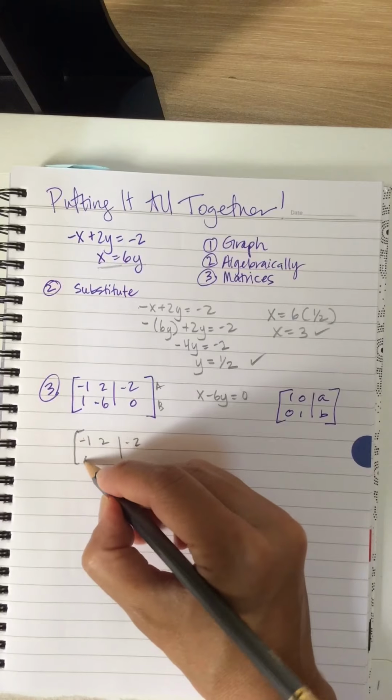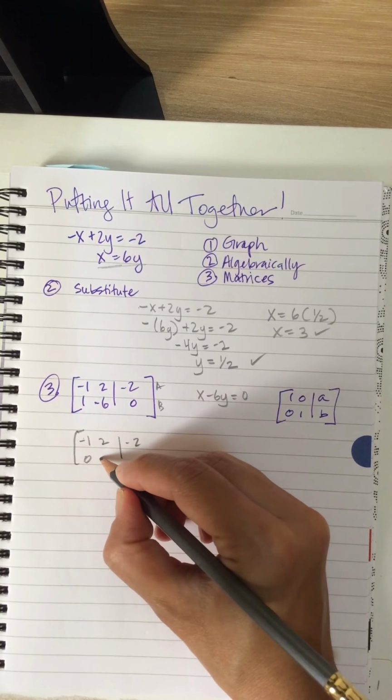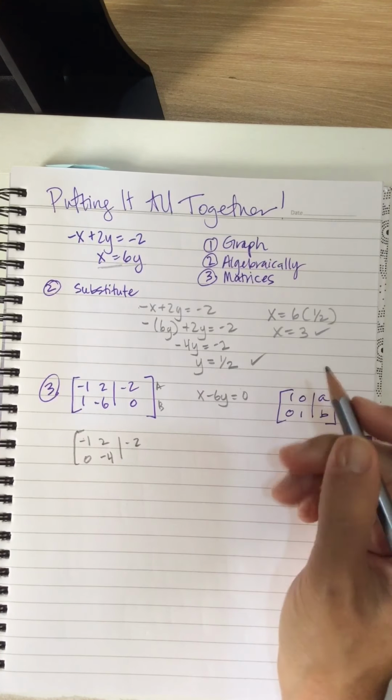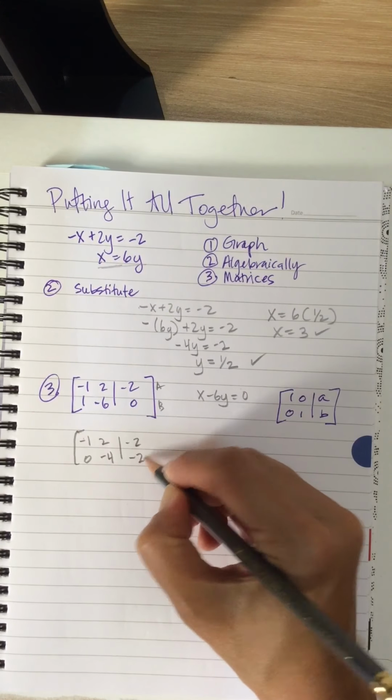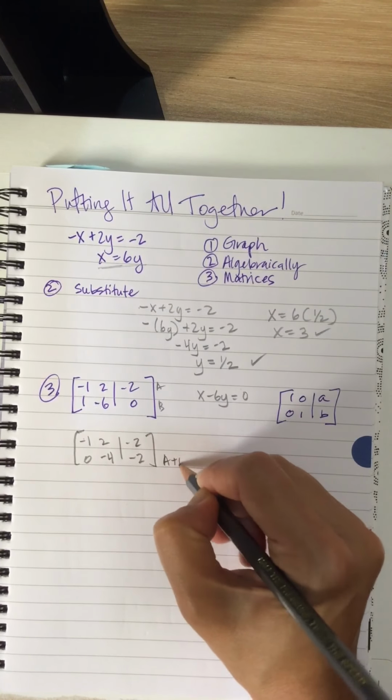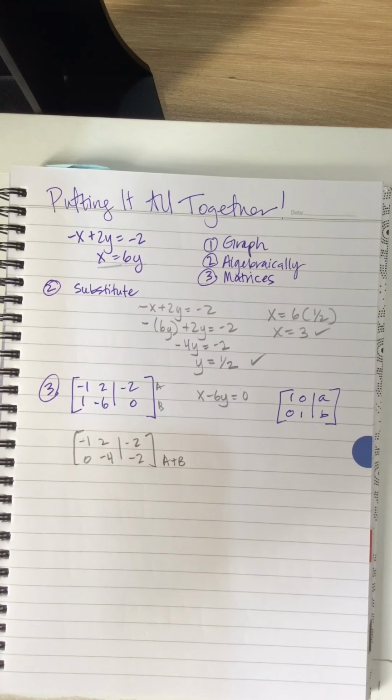Negative 1 plus 1 is 0. 2 minus 6, 2 plus negative 6, if you want to say it that way, is negative 4. And negative 2 plus 0 is negative 2. And I'll put a note here that I got that by adding those.